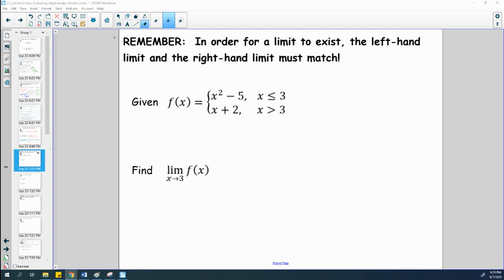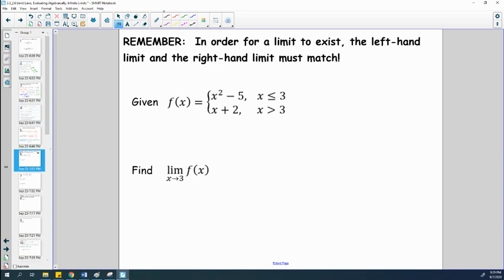In order for a limit to exist, the left-hand limit and the right-hand limit must match. A great example of this is when we have a piecewise function. Here in a piecewise function, we have two pieces. We have the top function, x squared minus 5, when x is less than or equal to 3. And the bottom function, x plus 2, we're going to use when x is greater than 3.